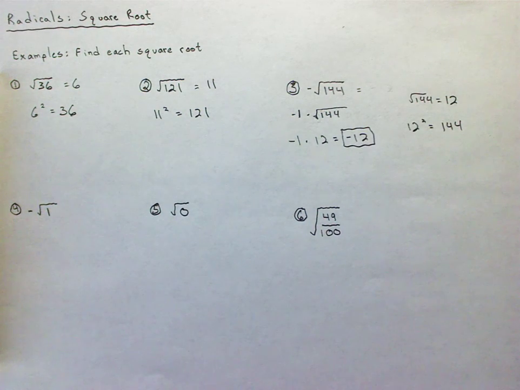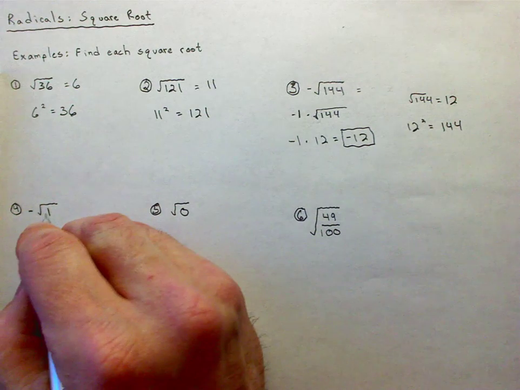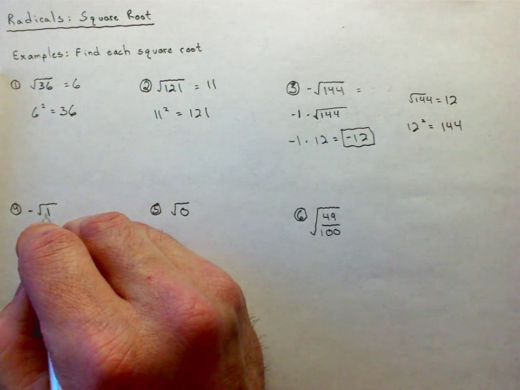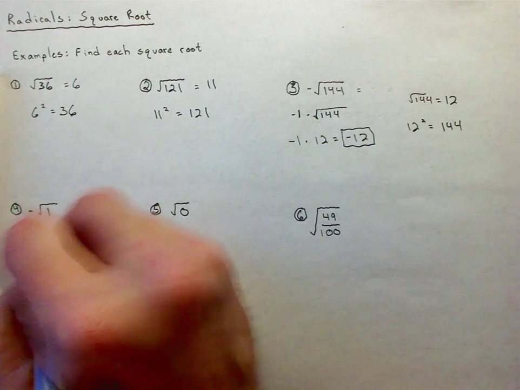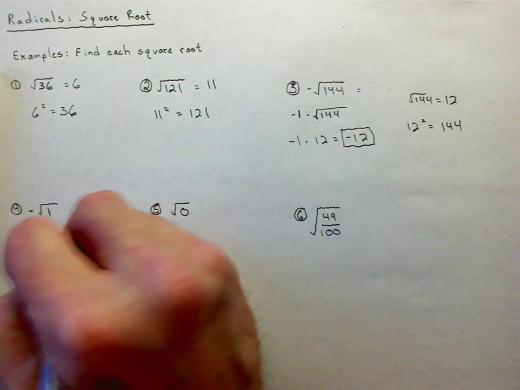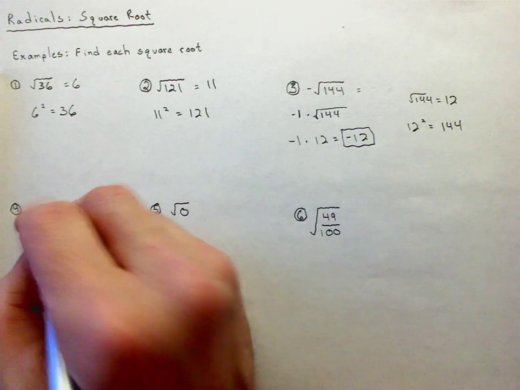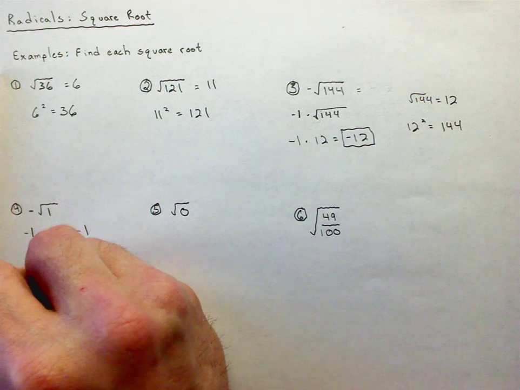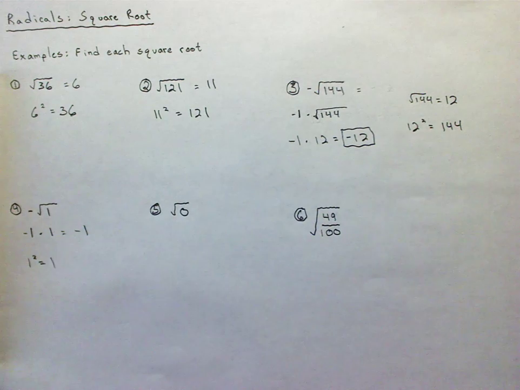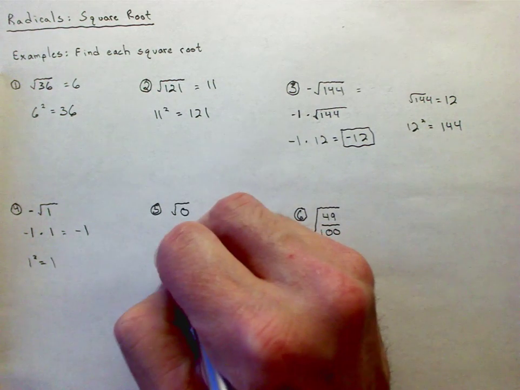The square root of 1 is simply 1. So I can view that negative sign as being a negative 1 times 1, which equals a negative 1. I know that the square root of 1 is 1 because 1 squared equals 1. The square root of 0 is simply 0.